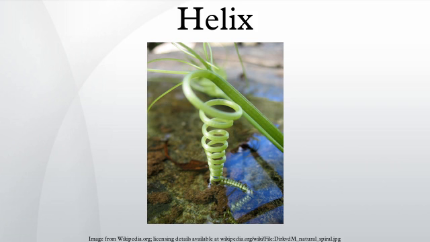A helix is a type of smooth space curve, that is, a curve in three-dimensional space. It has the property that the tangent line at any point makes a constant angle with a fixed line called the axis. Examples of helixes are coil springs and the handrails of spiral staircases. A filled-in helix, for example a spiral ramp, is called a helicoid.